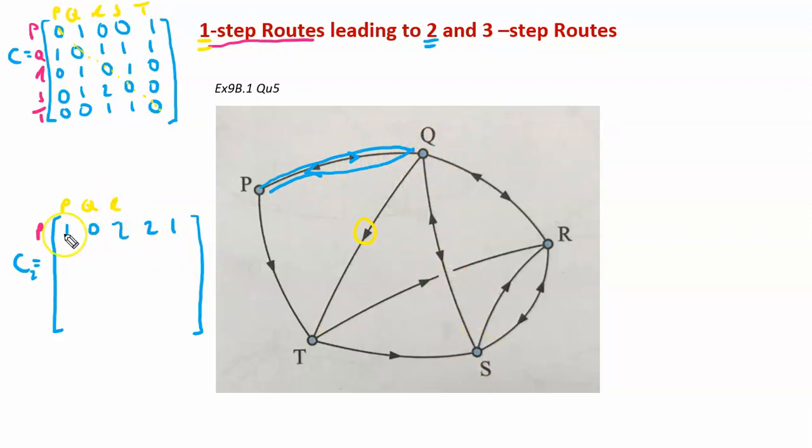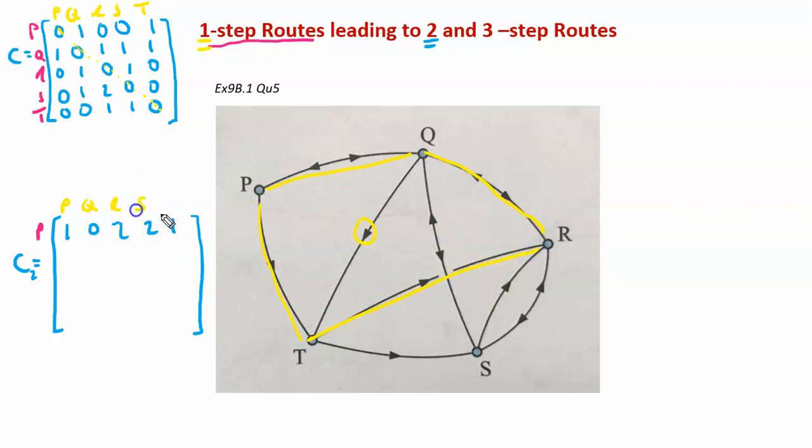What's next? R. So P to R, there's 2 ways. Let's look at those. Let's clean this up a bit. We could either go from P to Q and Q to R. And did you pick the other one? Yeah, from P to T and T to R. So there's our 2 ways for that one.